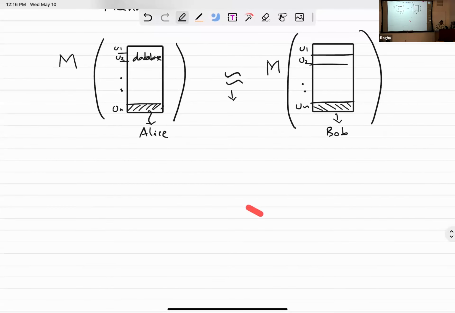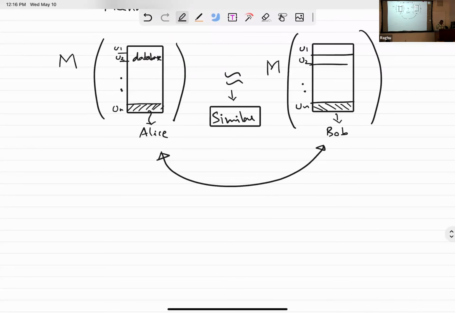So we want to say these two are similar when you change one user. And when we change one user, we'll call the corresponding databases neighboring databases, meaning all the records, all the rows, are the same except for one row where they differ.